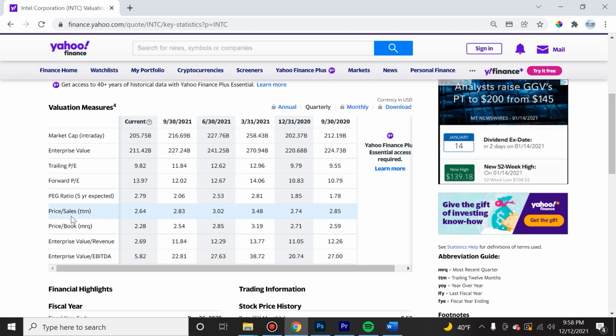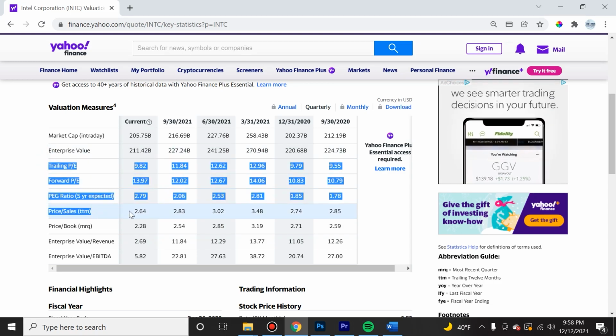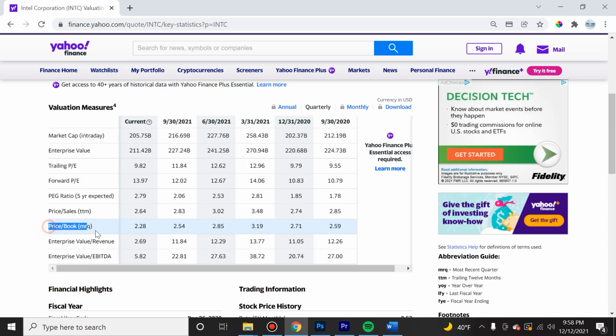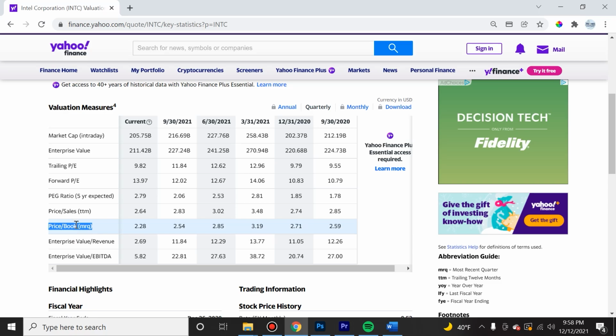All right, so now that we covered price to sales, that means we covered all of these right here. And now we are going to cover price to book. And then we'll jump into market cap, enterprise value, and all the different ratios that deal with enterprise value. So what exactly is price to book? PB ratio, price to book ratio.